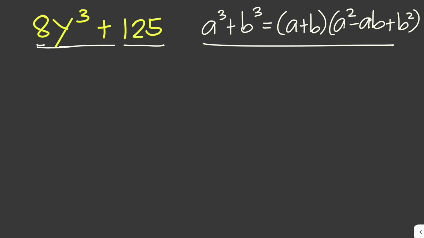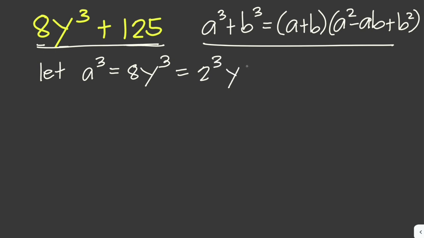Now let's go back to the problem 8y cubed plus 125. Let's determine whether 8y cubed and 125 are perfect cubes. So we let a cubed equal 8y cubed. And then let's rewrite 8y cubed as a perfect cube. We can write 8 as 2 cubed, then y cubed. So we can write this as (2y) cubed, which is just equivalent to 8y cubed. Therefore, the value of a here is just equal to 2y.